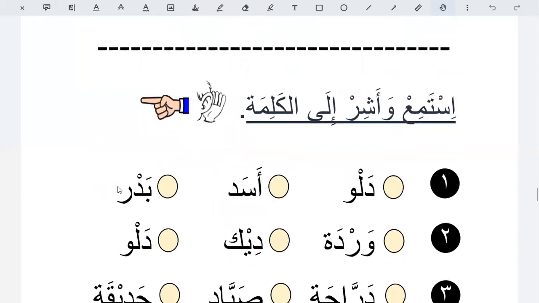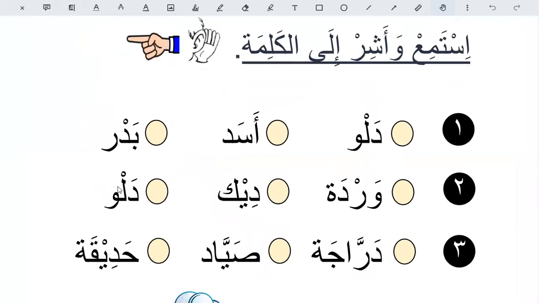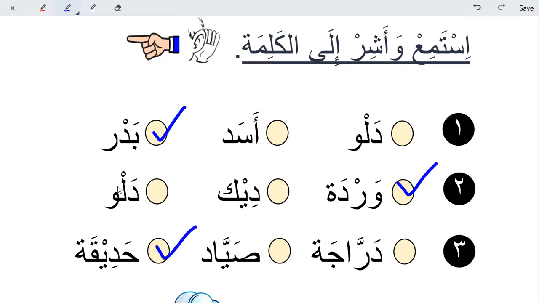Good. Listen and point to the word. Riyan. Yes. Full moon. Badar. Good. Rose, Warda. Good. Garden, Hadika. Lion, Asad. Bucket, Dalwun. Hunter, Sayyad. Good.